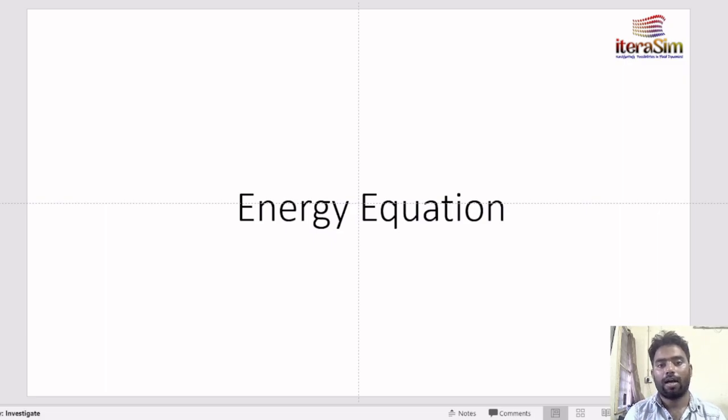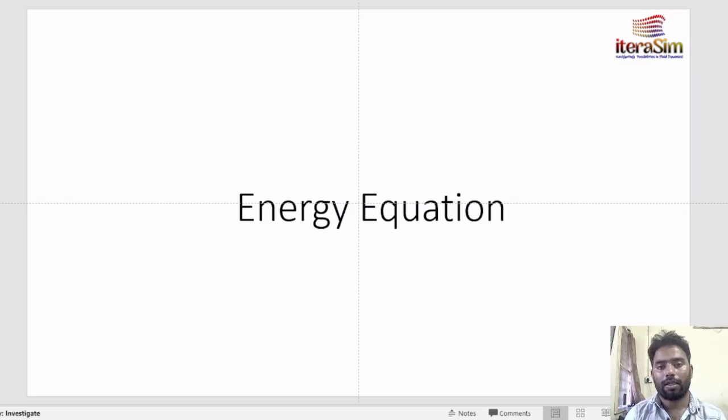So the idea behind this tutorial is that I'm going to explain what the different terms present in the energy equation in OpenFOAM are, and also how we can switch between the internal energy equation and the energy equation in the form of enthalpy. The energy equation in OpenFOAM might be a little bit confusing, but after watching this tutorial, I am sure you will have a better idea of what the different terms present in the energy equation in OpenFOAM are.